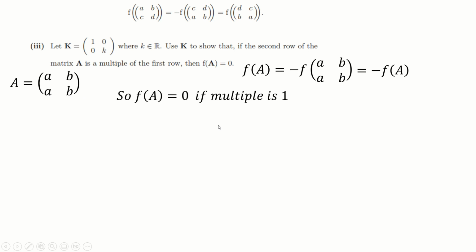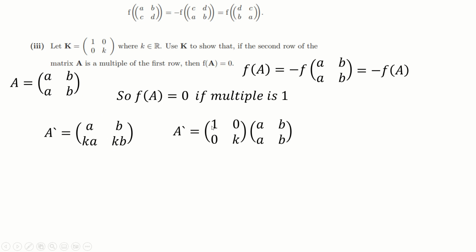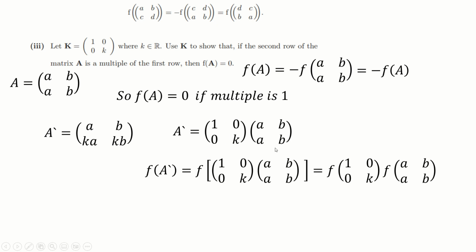And now that we know this, maybe we can be helped out with the bigger case, a more general case where the multiple is just some number k. But notice now, using this matrix here, that a prime is just k times a, I think. Right? If we multiply these, we get a and nothing, and then b and nothing, and then nothing and ka, and nothing and kb. So this is fine, but that means, of course, that f of a prime is equal to f of this, f of that.